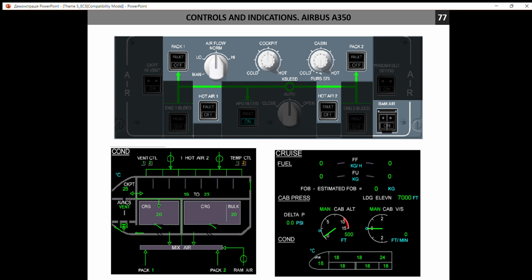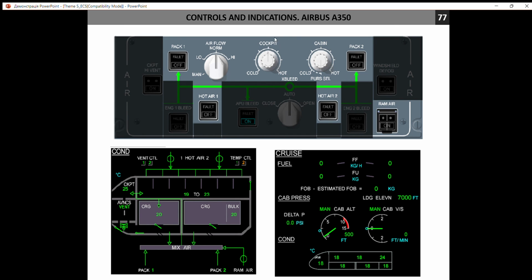So what you may see on this slide is a control unit that shows us the position of the pack flow valve. Normally it must be open, and then you will control air flow: normal, low or high. As you remember, we must provide 0.28 cubic meter per minute, but some airplanes may regulate the outcoming of air.